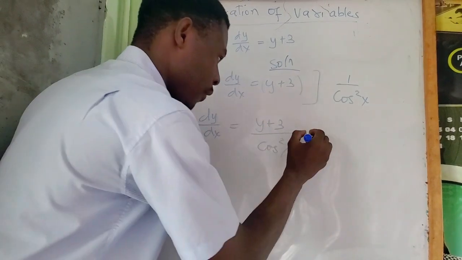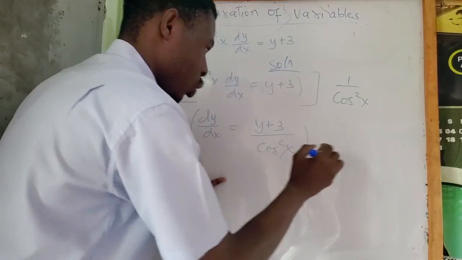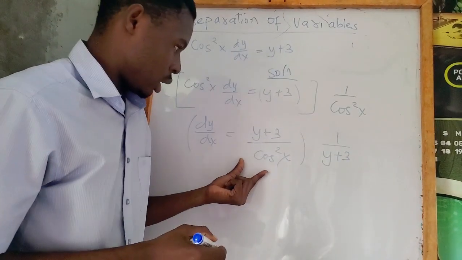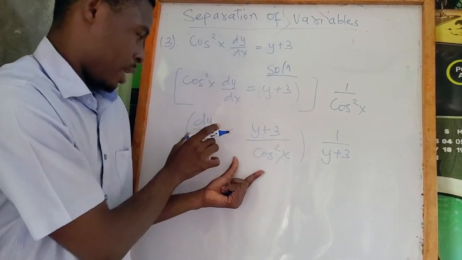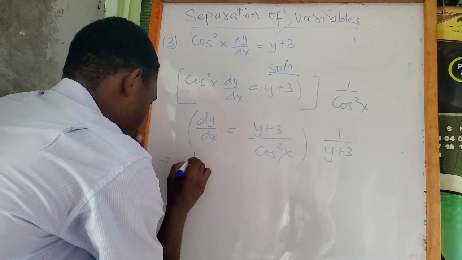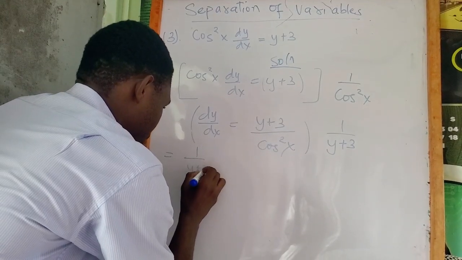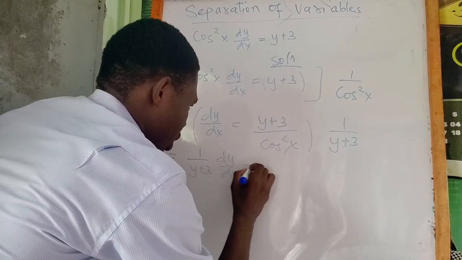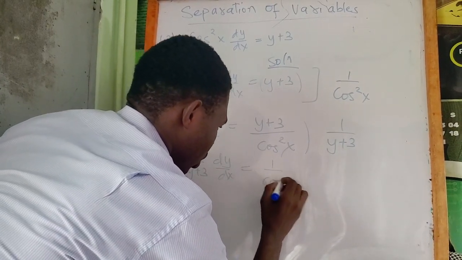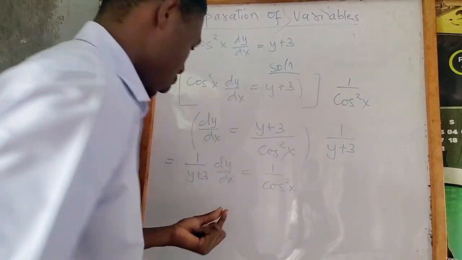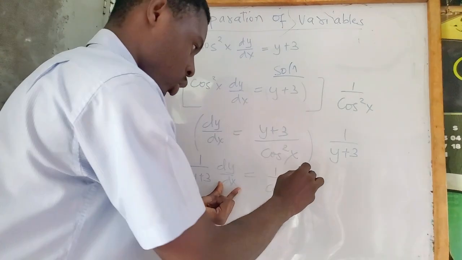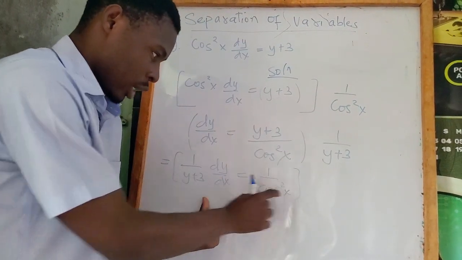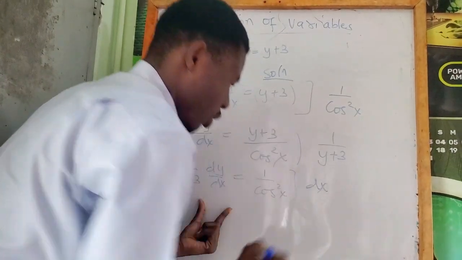How can we do that? If I multiply each side of this equation by 1 all over y plus 3, it will cancel here, it will appear here. So this will imply 1 all over y plus 3 dy dx to be equal to 1 all over cos square x. Okay, multiply the dx to each side. If I multiply the dx on both sides, it will cancel here, it will appear here.